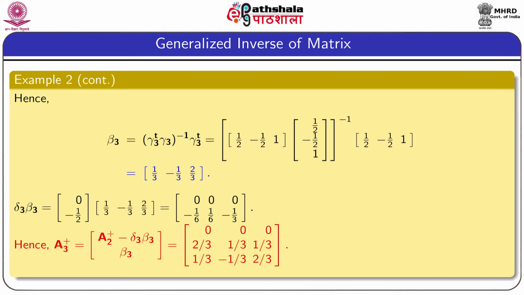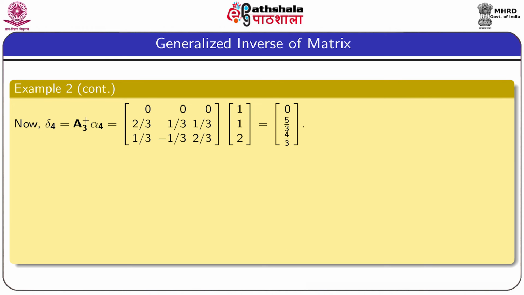Therefore, A3 plus equal to a matrix of order 3 by 3 whose first row is 0 0 0, the null row vector, second row is 2 by 3, 1 by 3, 1 by 3, and third row is 1 by 3, minus 1 by 3, 2 by 3.